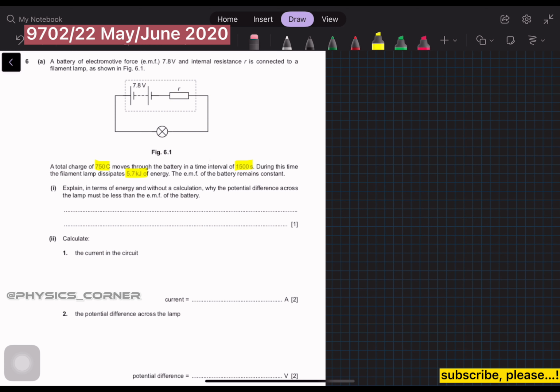Explain, in terms of energy and without calculation, why the potential difference across the lamp must be less than the EMF of the battery.